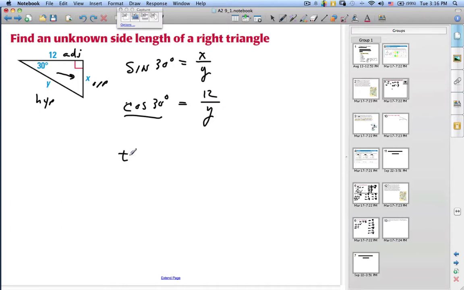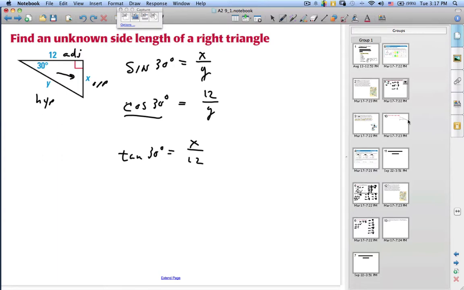Equally, I could do tangent of 30 degrees is equal to x over 12. Okay, so I could do either one of these. This one will allow me to find y, this one will allow me to find x, and that way I can find these unknown parts of my triangle. So if I go back to my table, I can pull up the values for cosine and tangent of 30 degrees.